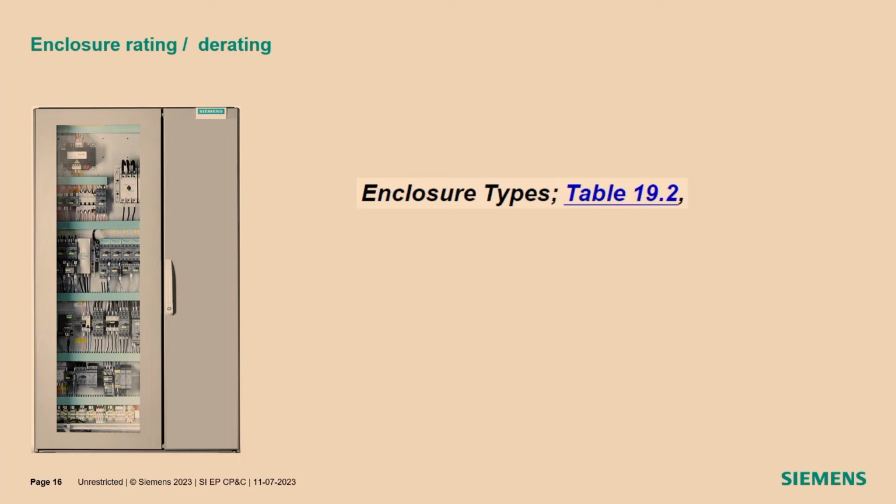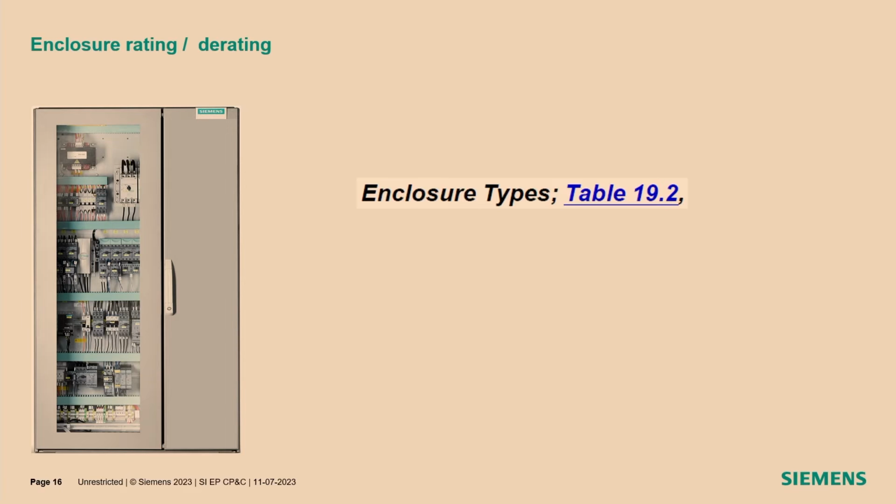The next topic, enclosure types. Enclosure type, very important, of course. And this is also now written in table 19.2. In former times they also had another table, 19.3. But the new version doesn't need the 19.3 table anymore, because they made a renewal of table 19.2. And what is the background behind this?